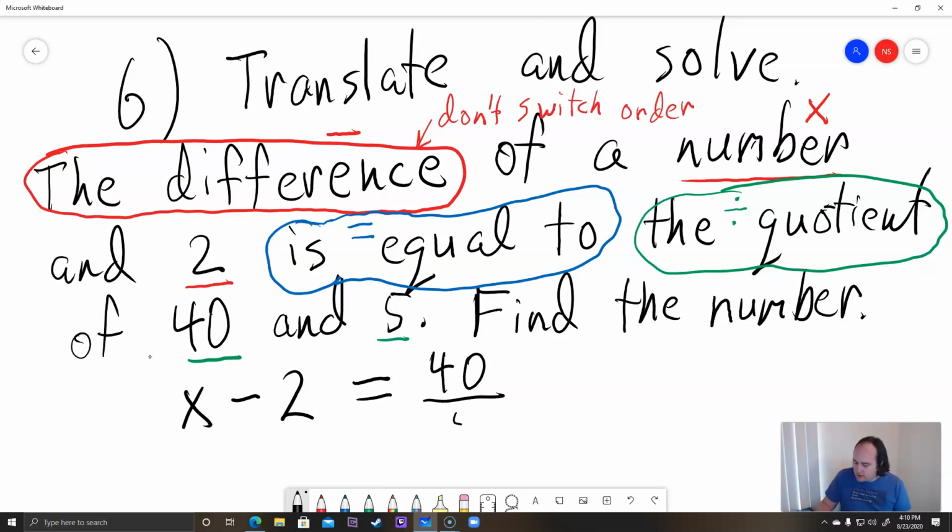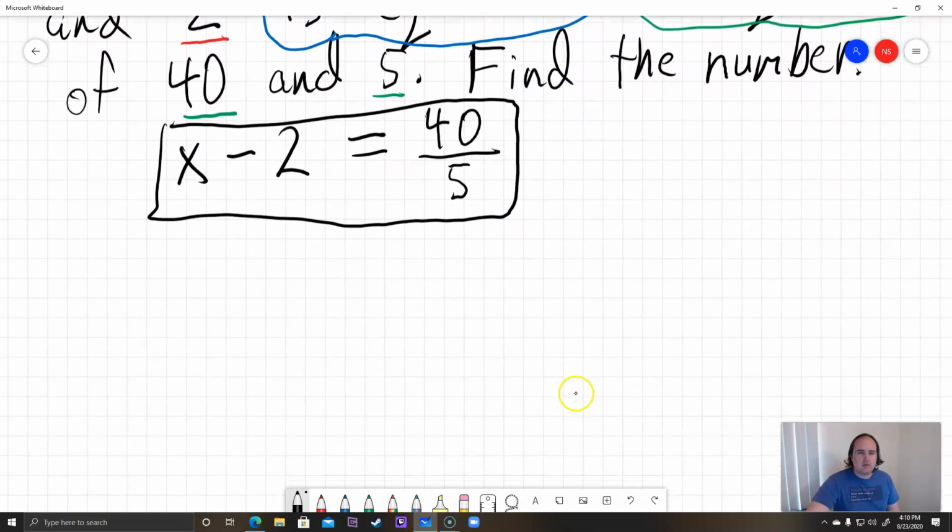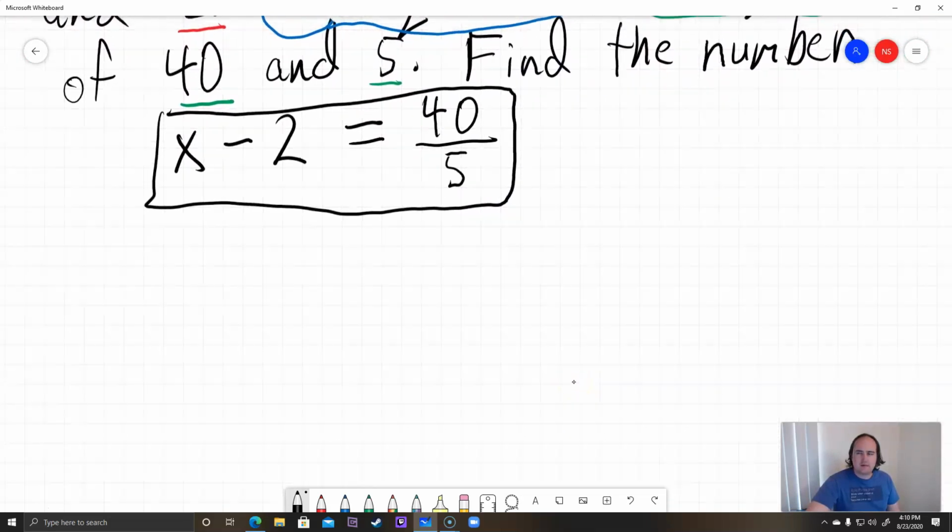And in the book, they usually write division as a fraction. That's why I usually write it that way as well. And also, they'll be writing it that way in your homework. Okay, so our equation should be x minus 2 equals 40 divided by 5. All right, and then notice they also asked us to find the number. So to finish the problem, we actually have to solve this equation.